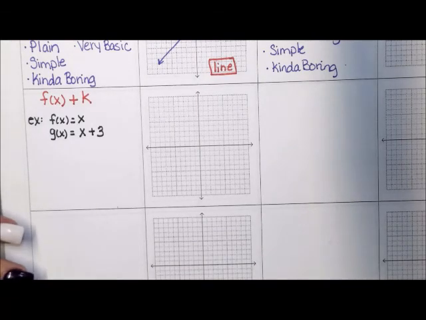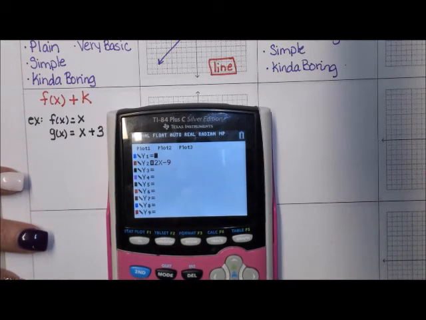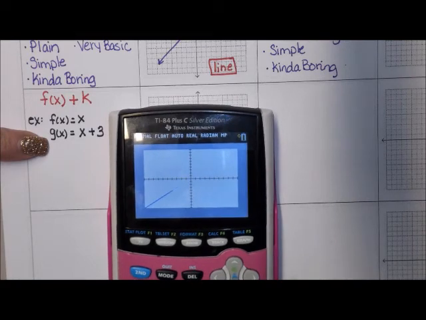So here's what I'm going to do. I'm going to go to my calculator. I'm going to go to y equals. Now I know not everybody has a calculator handy, so I'm going to do it all on here. And I'm going to say y equals x. But I want to compare that to y equals x plus 3. I want to know what happens. So there's my parent function going through the origin.